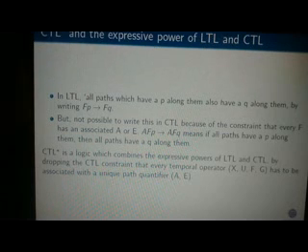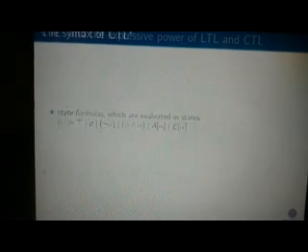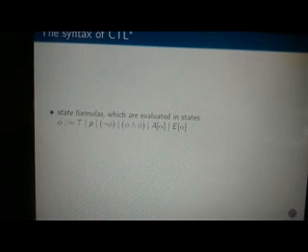CTL star is a logic which combines the expressive power of LTL and CTL by dropping the CTL constraint that every temporal operator like X, U, F, G, we already discussed the meaning of these letters, has to be associated with a unique path quantifier A or E. A for every and E for someone. Here the state formulas, which are evaluated in states, are defined by psi equal to true, P, negation of psi, conjunction of psi, and A alpha or E alpha.